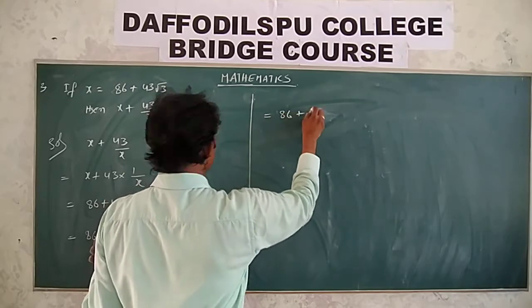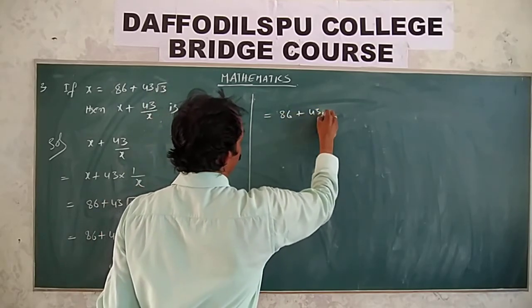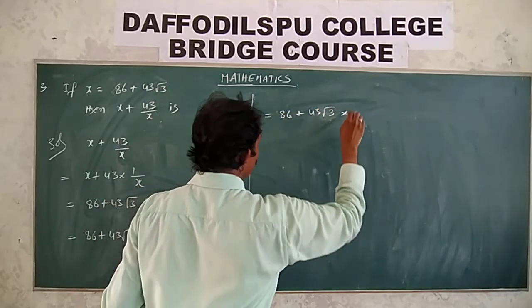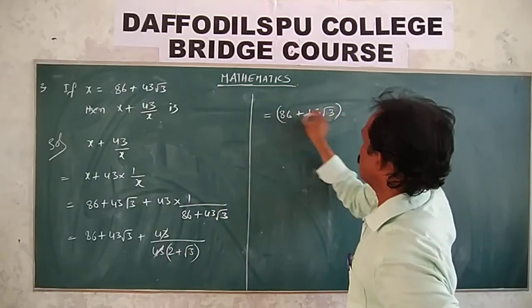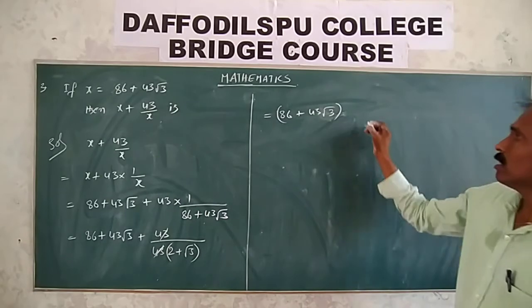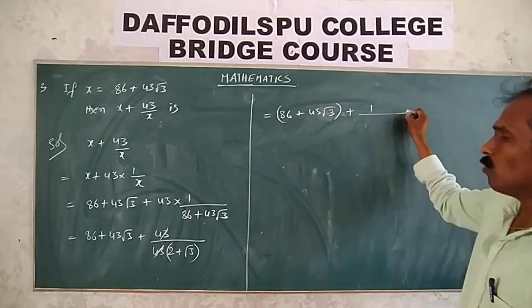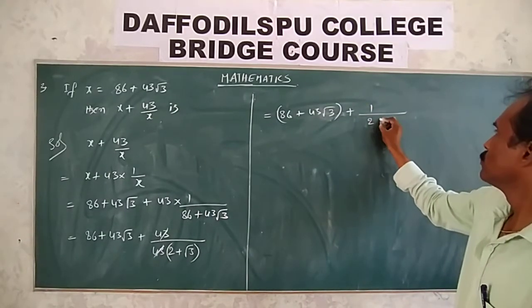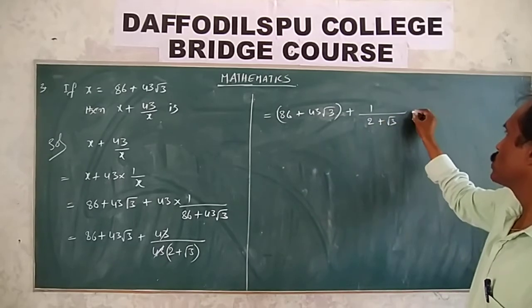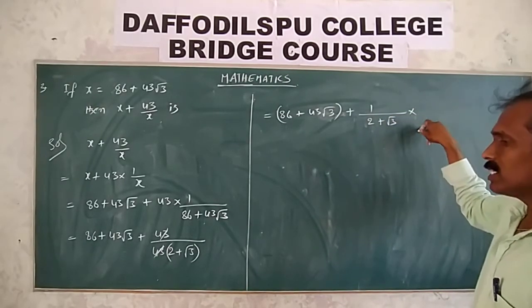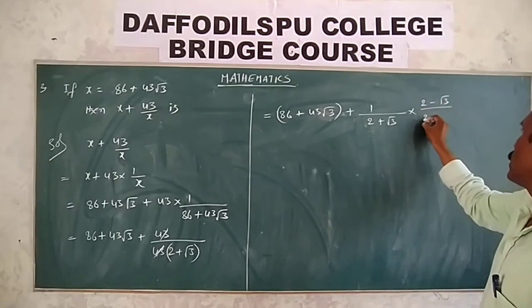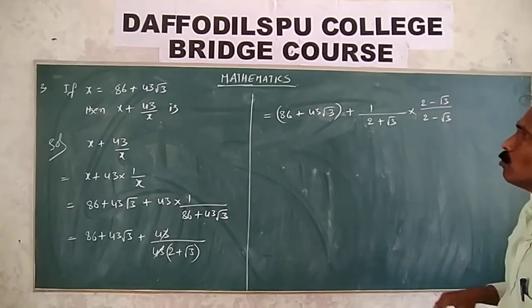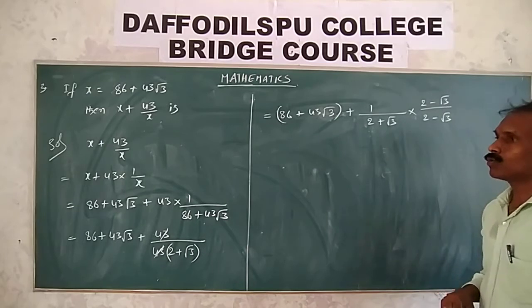Then 86 plus 43 into root 3, sorry, plus 1 by 2 plus root 3. Rationalize with the denominator: multiply by 2 minus root 3 over 2 minus root 3.